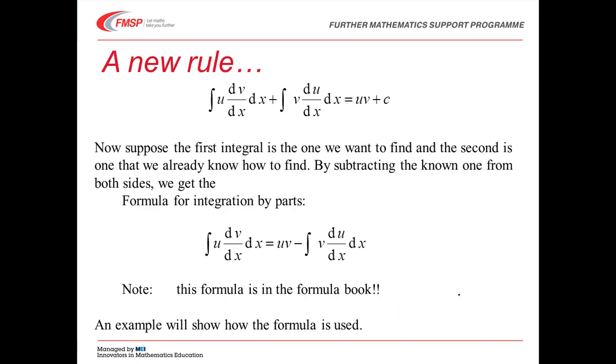Okay, now if the first integral is the one we want to find and the second one is one we already know, then we can rearrange that by subtracting the known one from both sides and get the formula for integration by parts. Now, it's a bit complicated, but the good news is that that formula is in the formula book, and you don't need to know for the exam where it came from, but most people like to know that these things haven't just been pulled out of thin air. So we'll do an example to show how it works.